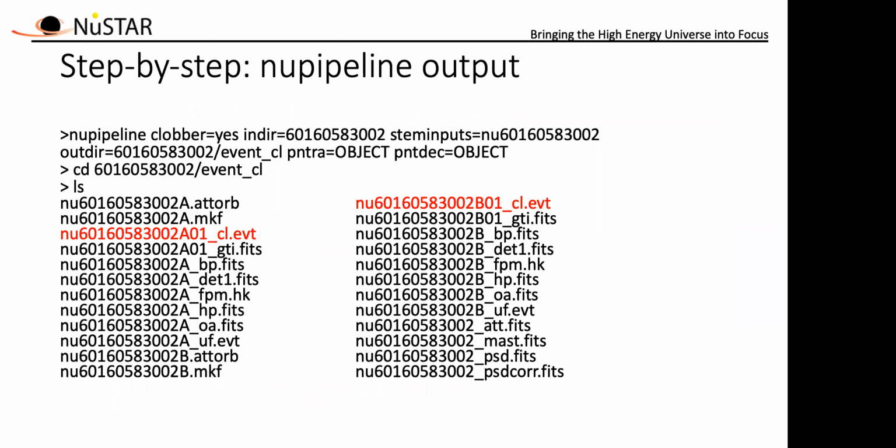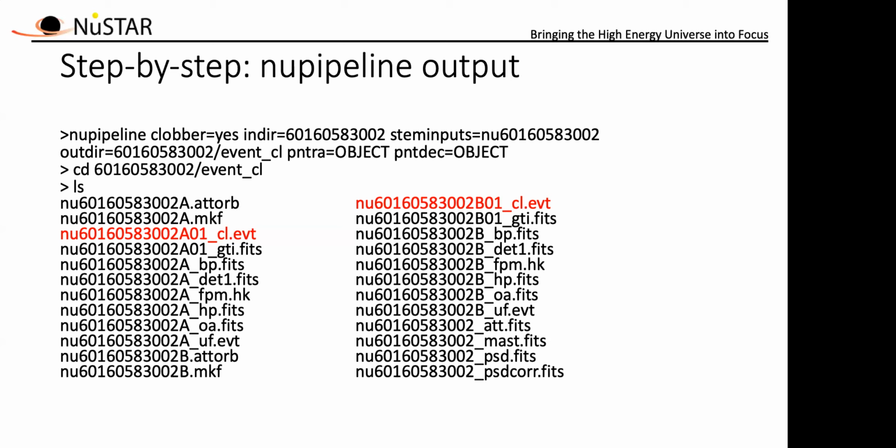Okay, so you run nupipeline and you get a bunch of outputs. The only ones you really need to worry or care about are the two in red. So you'll get one that's called nu, blah, blah, blah, the sequence ID, A01 underscore cleaned event. So that's your actual event list now that's cleaned, it's filtered. And the 01 you see there, you see A01, if we go back to the mode, this ops mode, the 01 corresponds to the science mode. That's why it says 01.